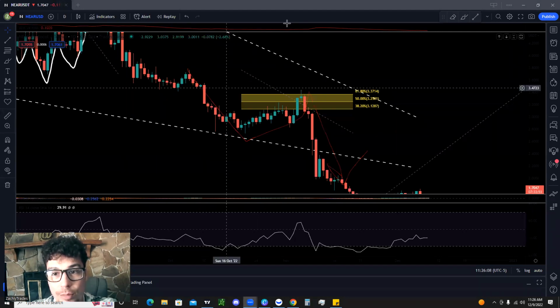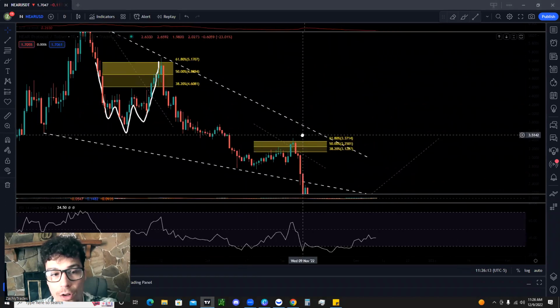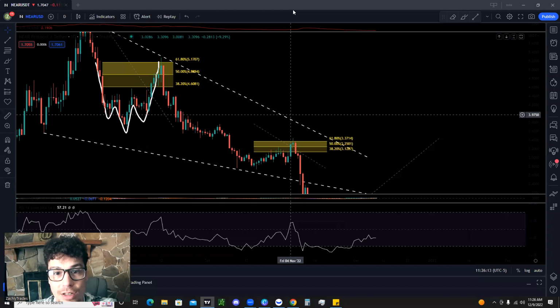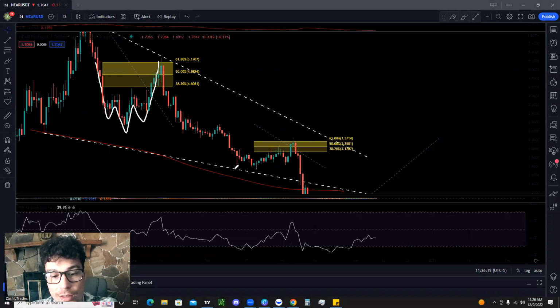So if we would have been able to break out past this level, then we could have gotten our breakout on our falling wedge, right? Which is actually a bullish pattern. But in this case, no strategy works 100% of the time. And the strategy isn't complete until you actually get the breakout on it.